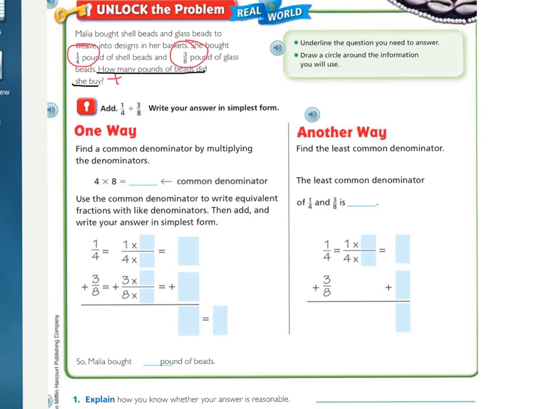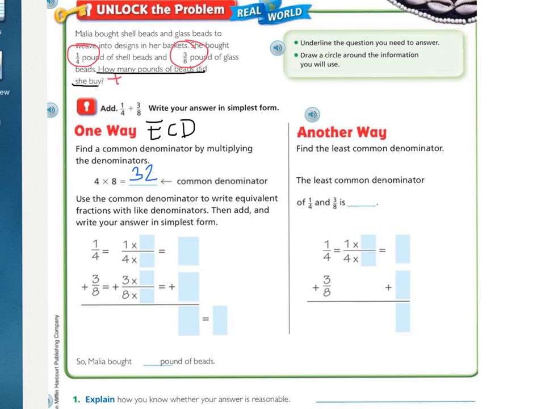Now we're going to go through two ways of solving this problem. First, we're going to do one way, and this way is the ECD way, the easiest common denominator of just multiplying the denominators. So we're going to find a common denominator by multiplying the bottom numbers, the denominators. That is 4 and 8, and so 4 times 8 equals 32. So that's going to be our new common denominator.